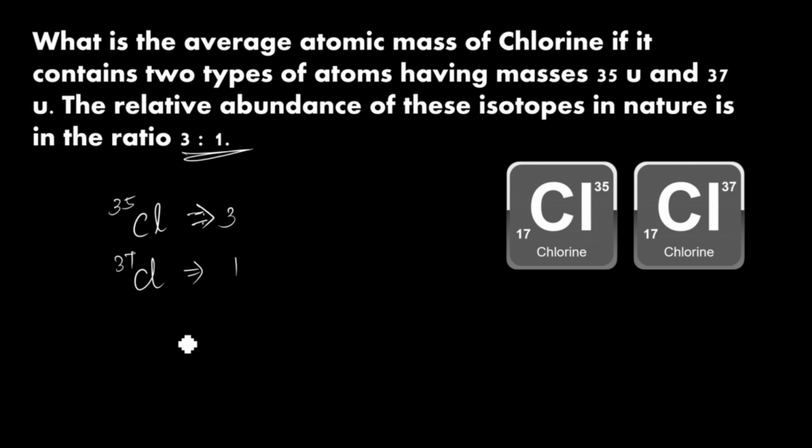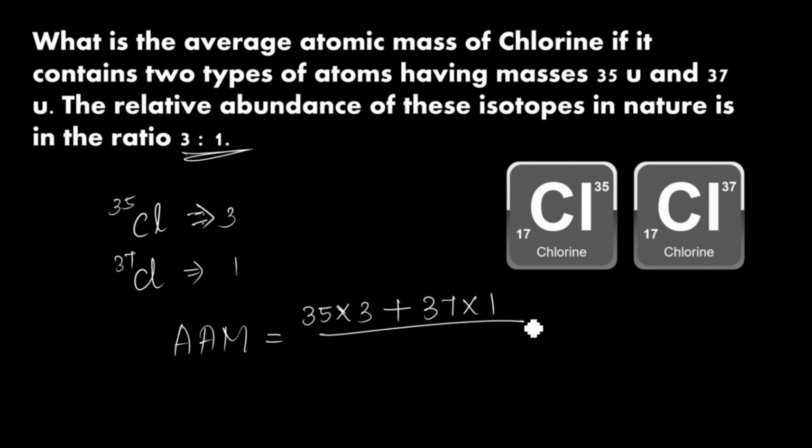Okay, let's calculate the average atomic mass. For that we have to multiply 35 into 3 plus 37 into 1, I'm taking it in ratio, divided by the total. If they are giving it in percentage, divide by 100. If they are giving it in ratios, just add those ratios. Take 3 plus 1, that is 4. Which comes out to be 35.5. So that is the average atomic mass of chlorine. That's what we are using.